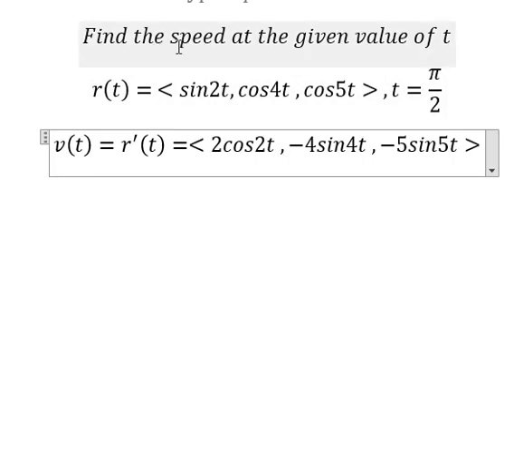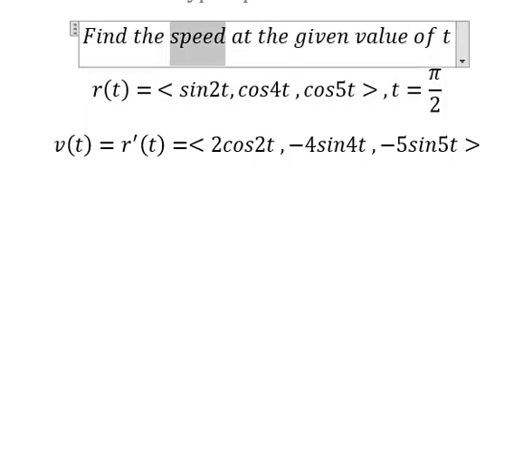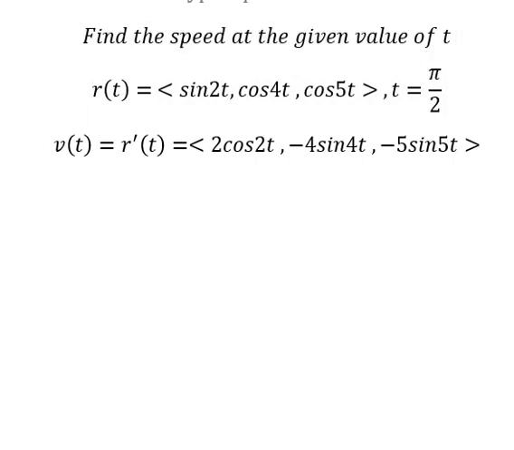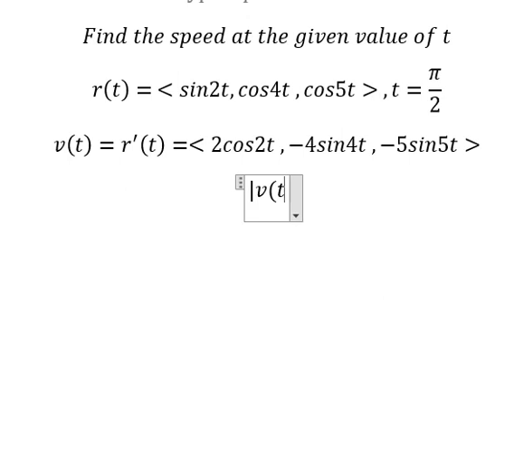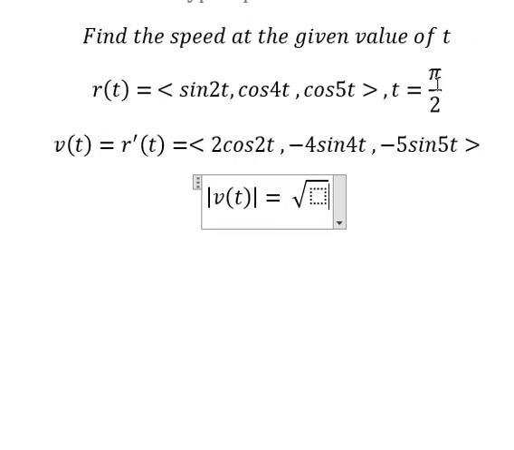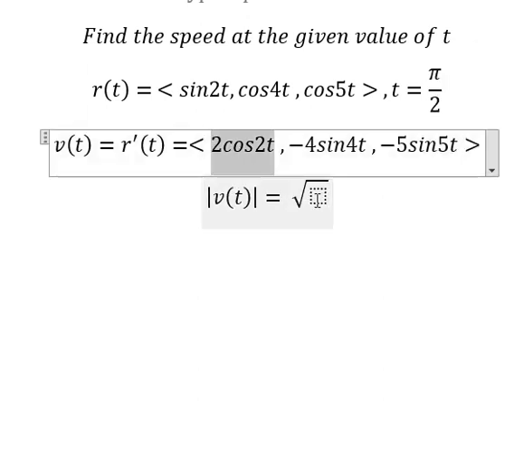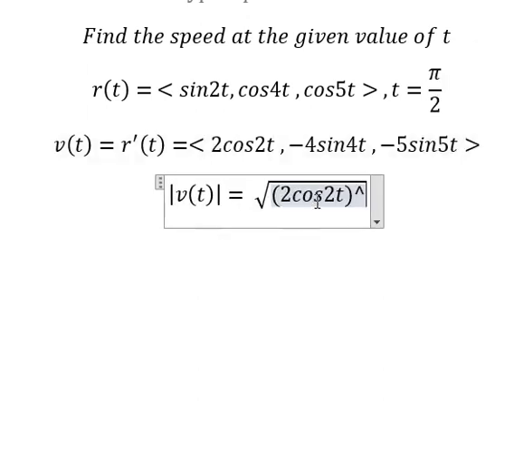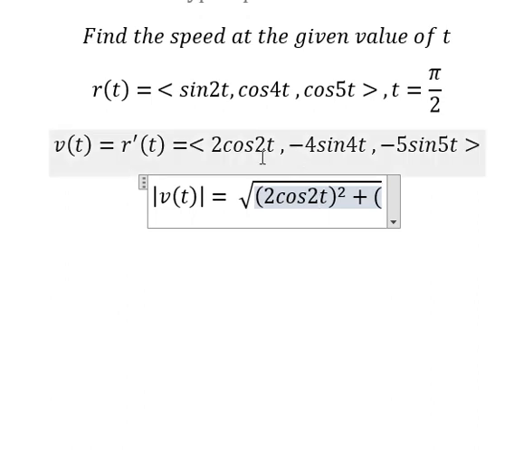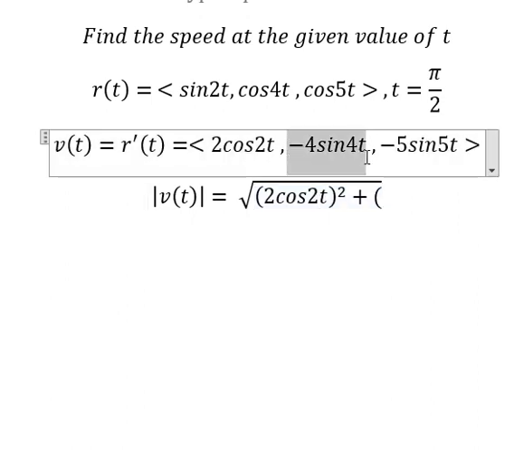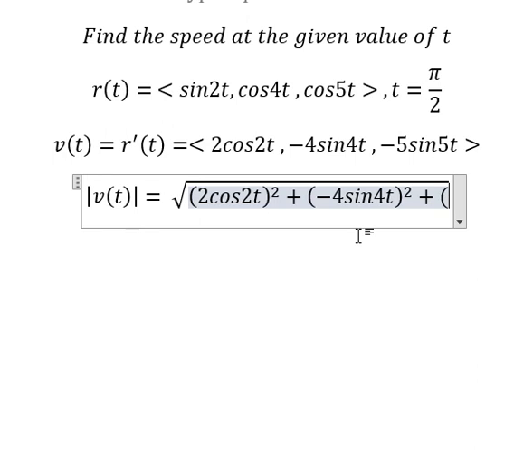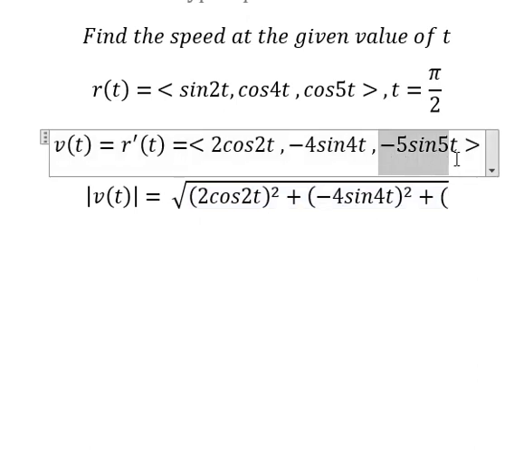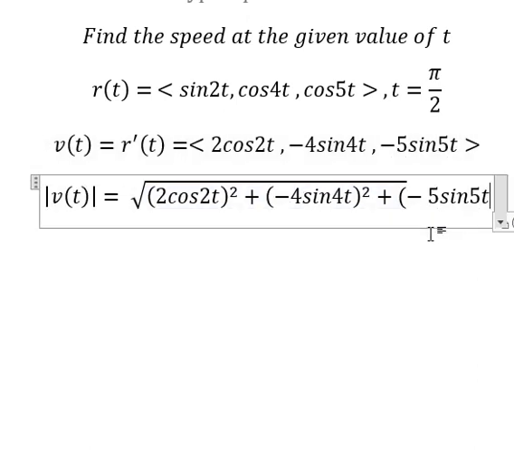Because they want to find the speed, we need to find the magnitude of V(t). So we have the square root of this one to the power of 2, plus this one to the power of 2, and the last one to the power of 2.